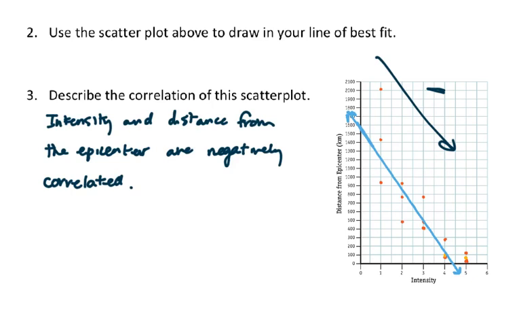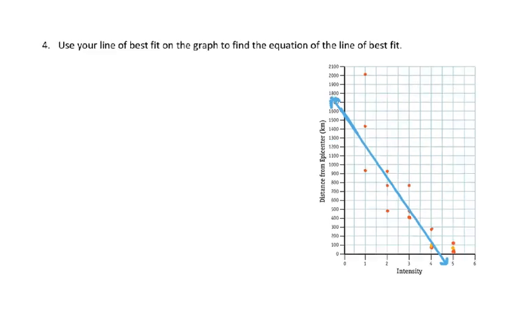Negative correlation is like when one goes up, the other goes down. When one goes down, the other goes up. That's the idea of a negative correlation. It would be the other way around if it was positively correlated. Positive correlation, when one goes up, the other goes up. When one goes down, the other goes down.